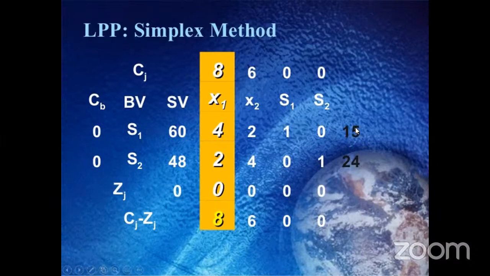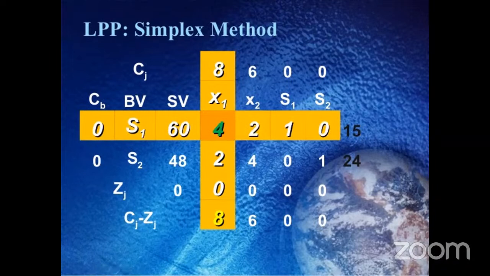Among these two values, whichever is minimum, that minimum row is considered the key row. Column wise maximum, row wise minimum. So the minimum we are getting is 15. So that minimum 15 row is considered the key row. And the intersecting value of key row and key column is considered the key element or pivot element.